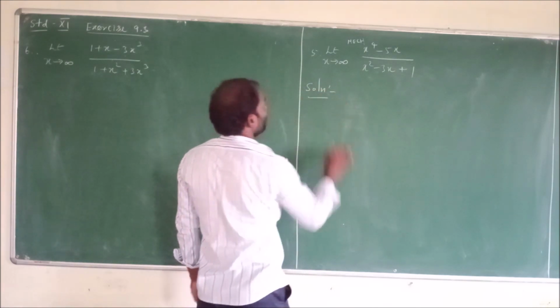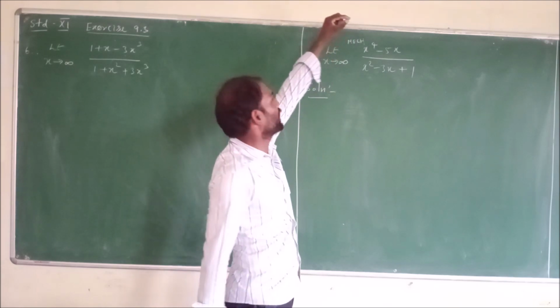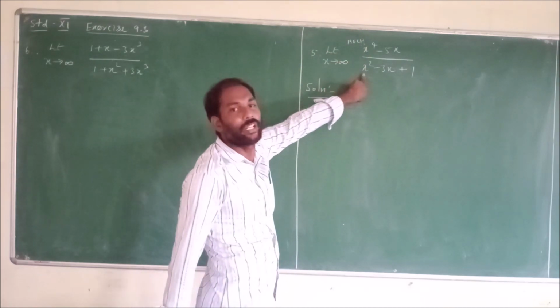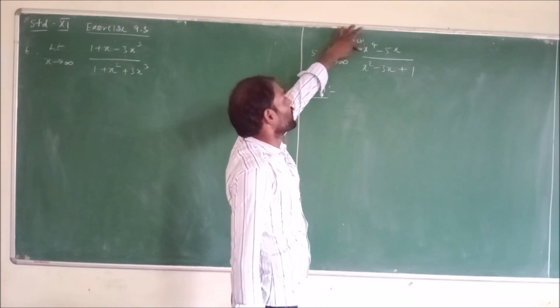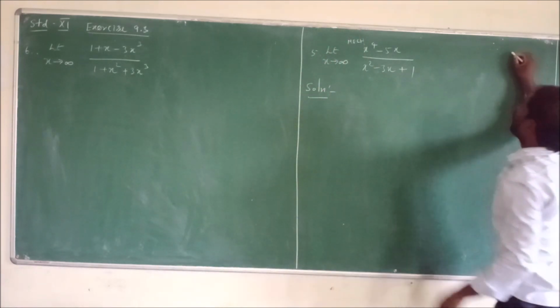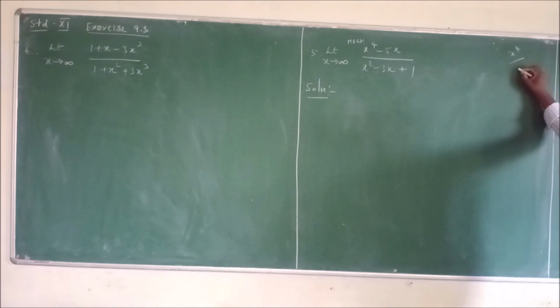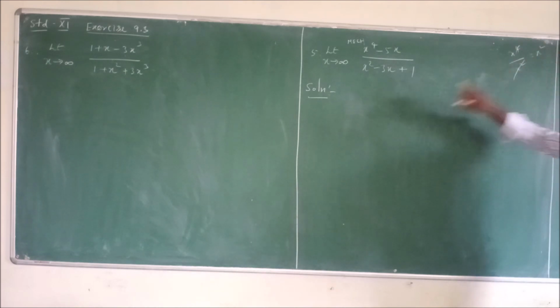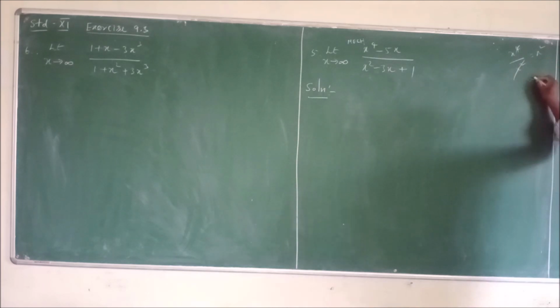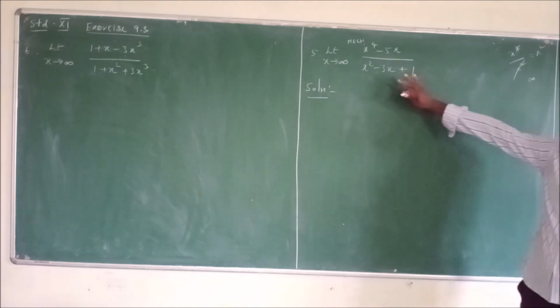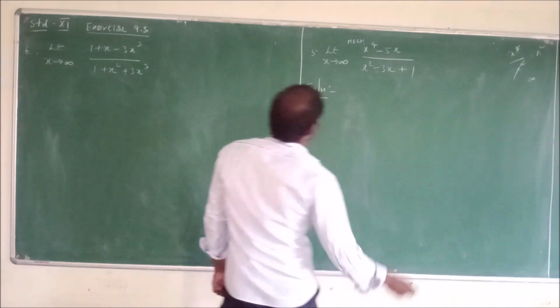Simple concept for the limit of numerator and denominator: first we have to check the degree of numerator and degree of denominator. The degree of numerator is x power 4. The highest degree of denominator is x square. Eliminating the remaining terms, applying the limit for infinity, the value is infinity. So we have to find the limit for the given problem.